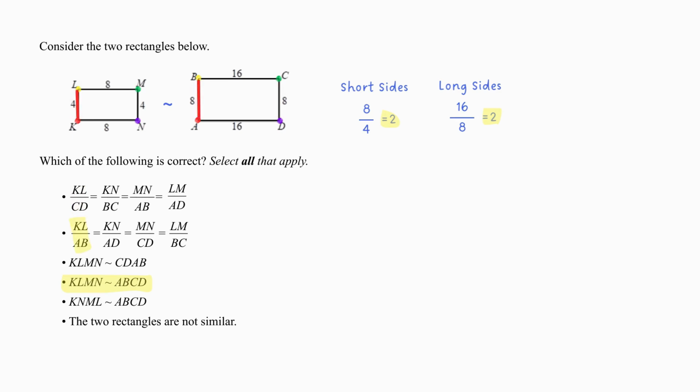Look at the same fraction option. KL and AB are both left side heights. KN and AD are both bottom widths. MN and CD are both right side heights. And LM and BC are both top side widths. This pattern is correct. Always remember to match the short with the short side, and the long with the long side. If the ratio is the same for both, you found a similar shape.